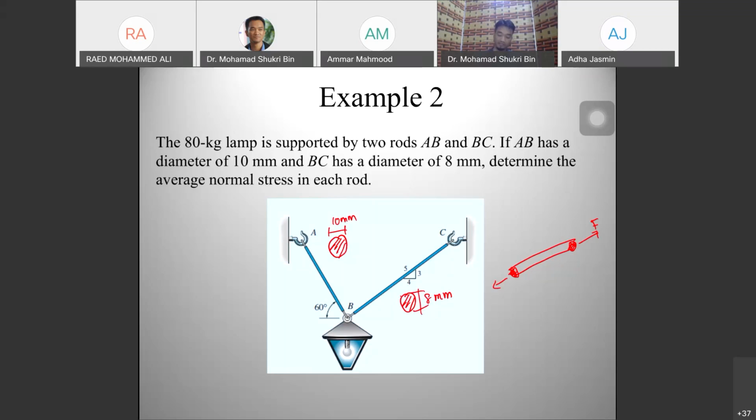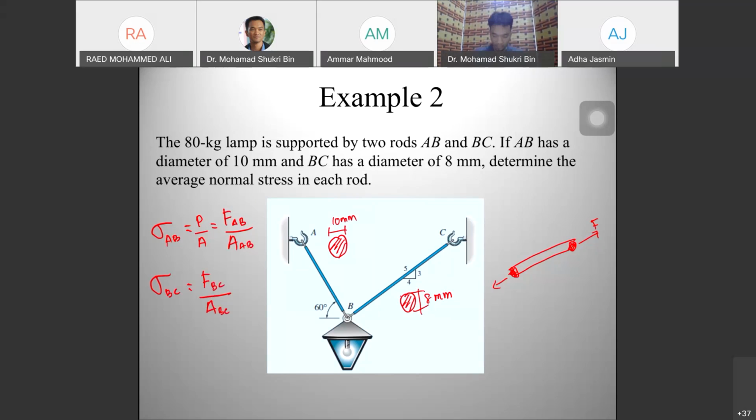So determine the average normal stress in each rod. They need you to find normal stress for cable AB and normal stress for cable BC. Basically this one is P over A, which is force AB over area of AB. This one is also the same: force BC over area of BC.